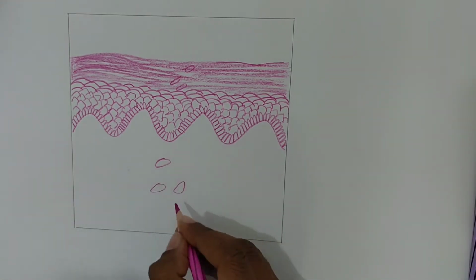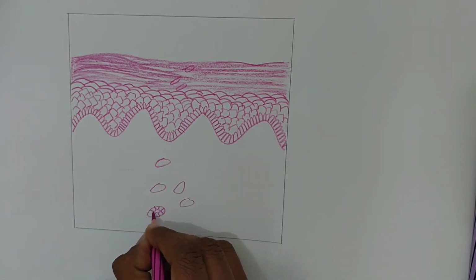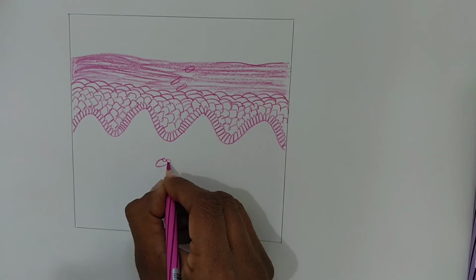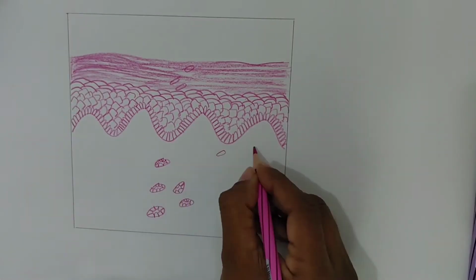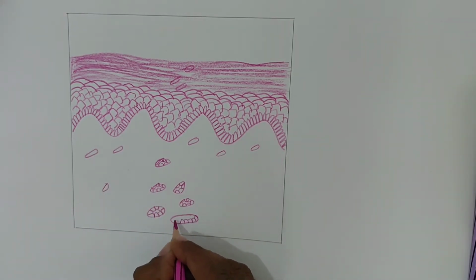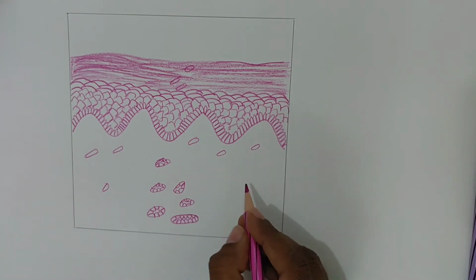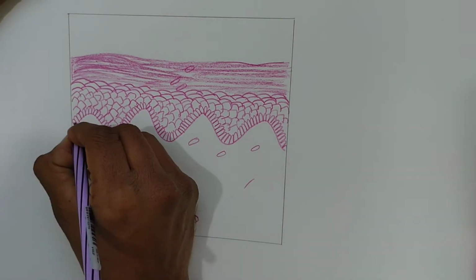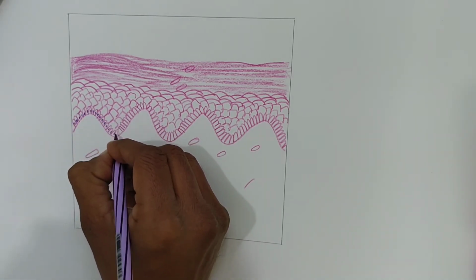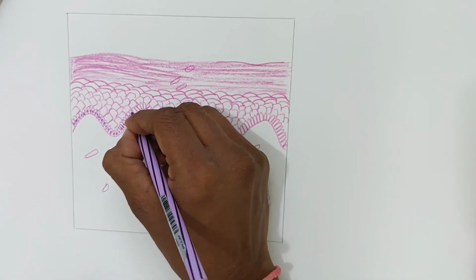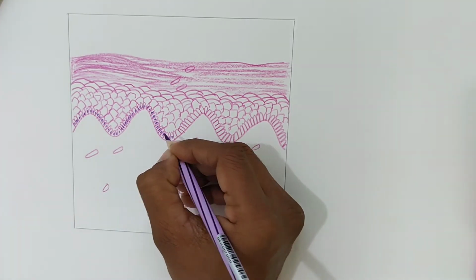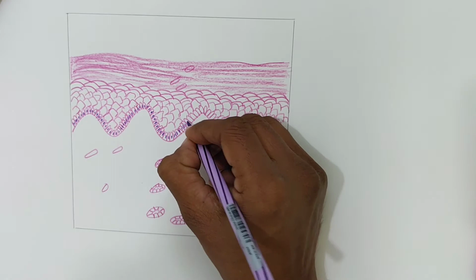Now below the epidermis there is the dermis, and here are the sweat glands. This dermis consists of the reticular dermis and the papillary dermis. Now you are able to visualize these dermal papillae. The papillary dermis is superficial, okay, and it contains loose connective tissue, and the reticular dermis is made up of dense connective tissue.